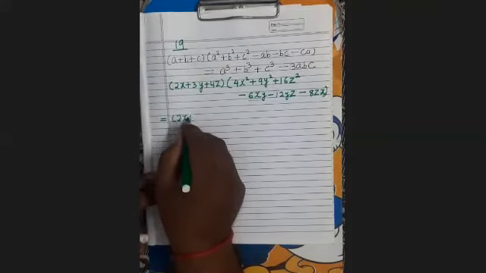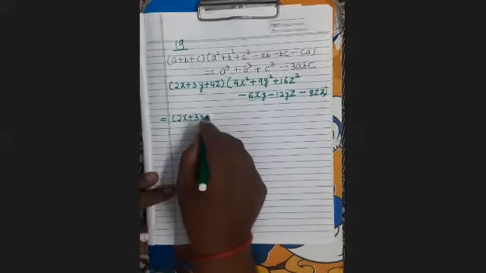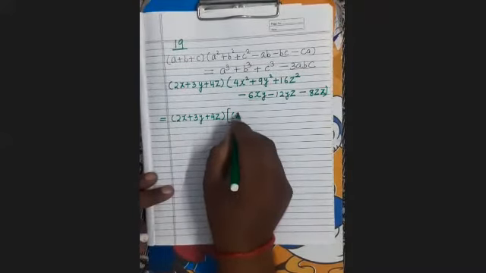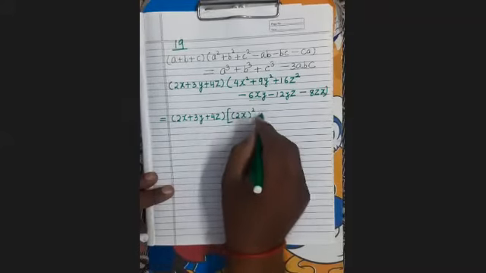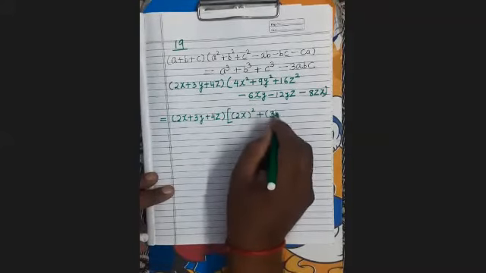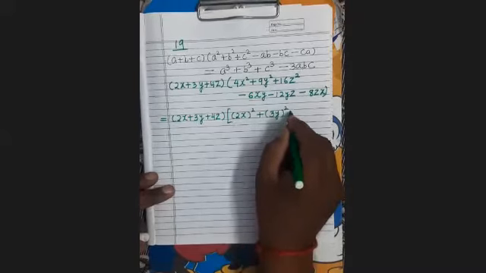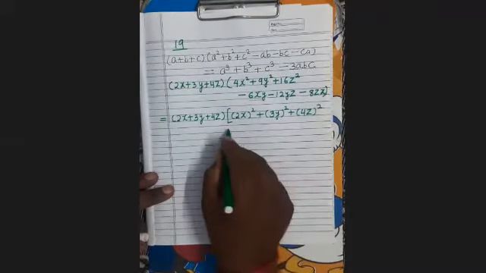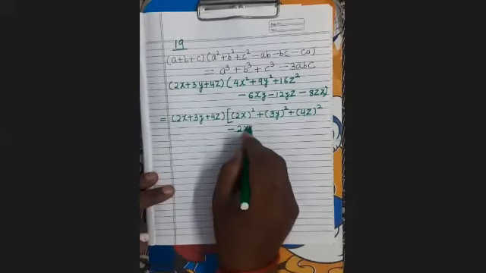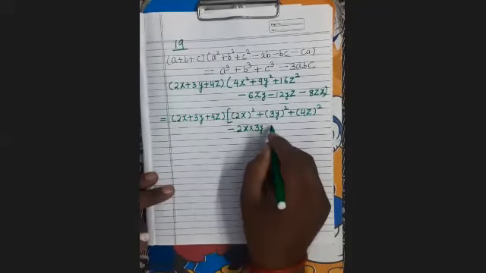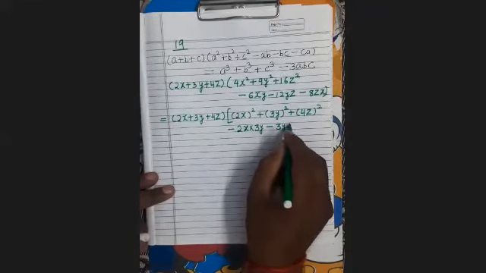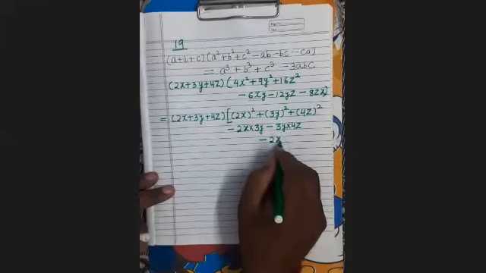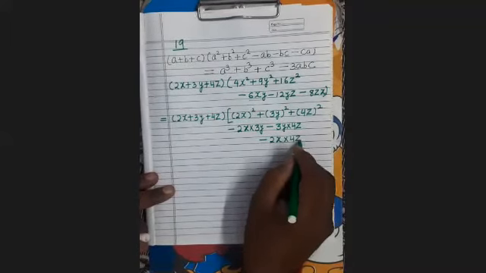Means you can write in this way: 2x plus 3y plus 4z. And in the other bracket you can write 2x whole square plus 3y whole square plus 4z whole square minus 2x into 3y minus 3y into 4z minus 2x into 4z.